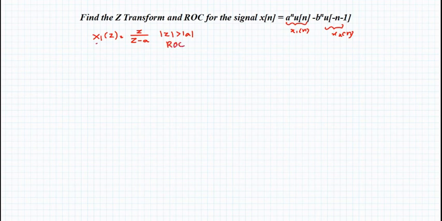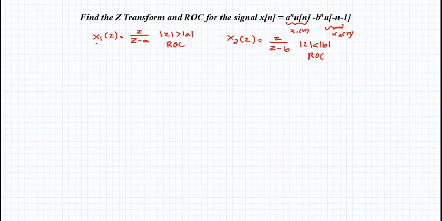And you can take the second signal, which is given by x2 of z. Okay, x2 of z can be written as z by z minus b, and modulus of z less than modulus of b. This is the ROC, region of convergence, of the second signal. Now we have the z transform of both signals. From the previous two examples we know the result, and now in this question it is asked x of n is equal to the sum of these two signals.